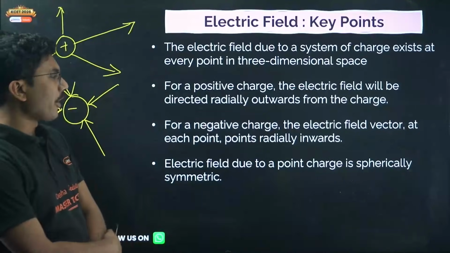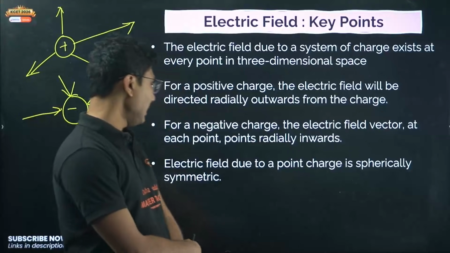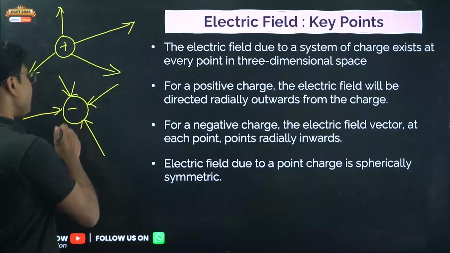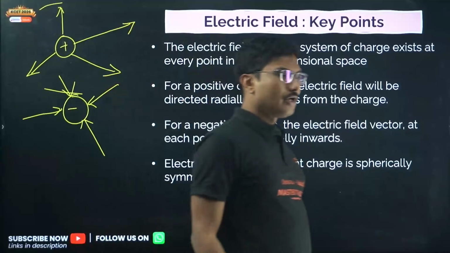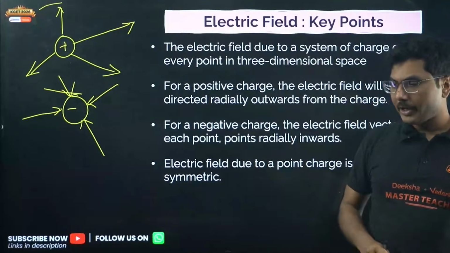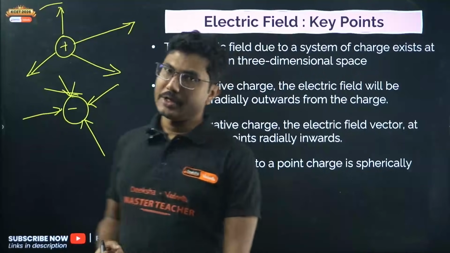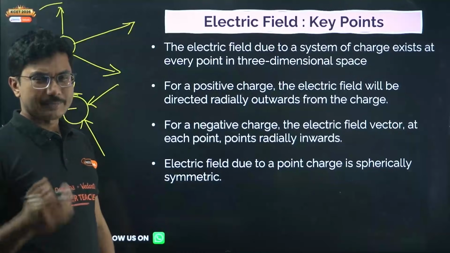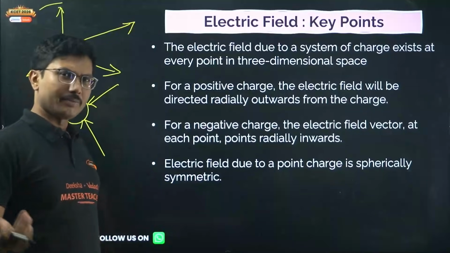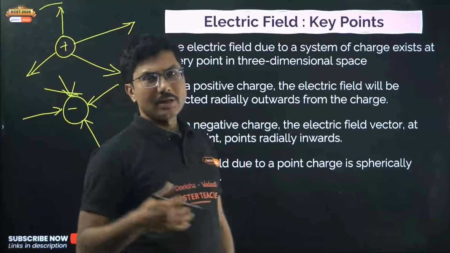Electric field due to a point charge is spherically symmetric. If the charge is a point, you can draw a sphere around the point charge. And at each and every point the electric field will be constant. That's why it is called spherically symmetric. Magnitude wise same, direction will be different, but magnitude wise it will be the same.